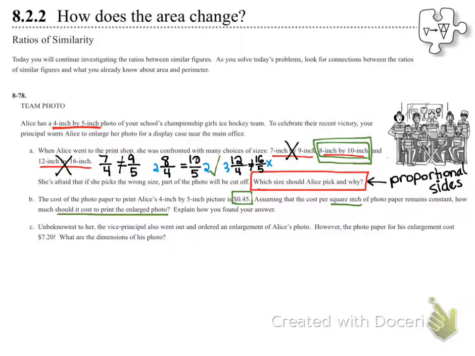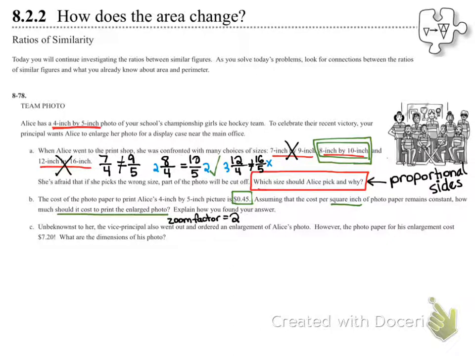So hopefully you've thought about the fact that the new photo, the 8x10, has side lengths 2 times as big as the original photo. So I know that these two photos would have a zoom factor of 2. Remember, a zoom factor or a scale factor just compares the side lengths of similar figures. So I can see that that's 2: 8 divided by 4, 10 divided by 5.